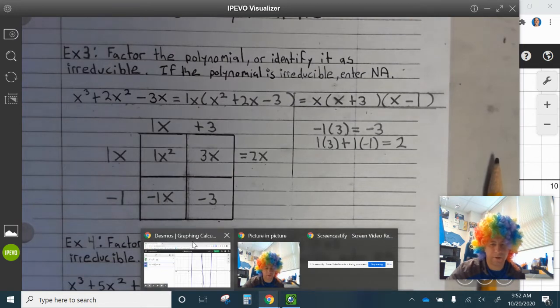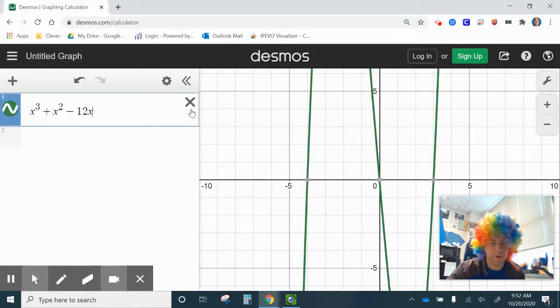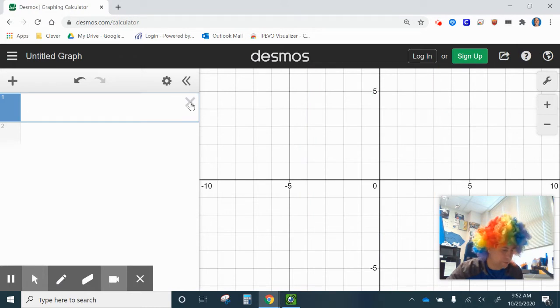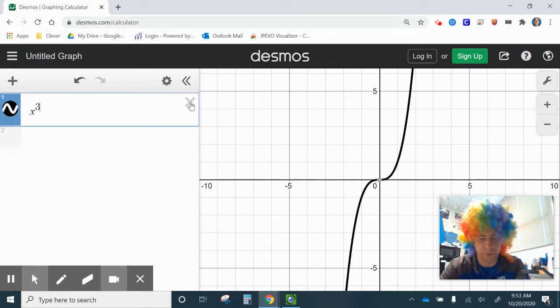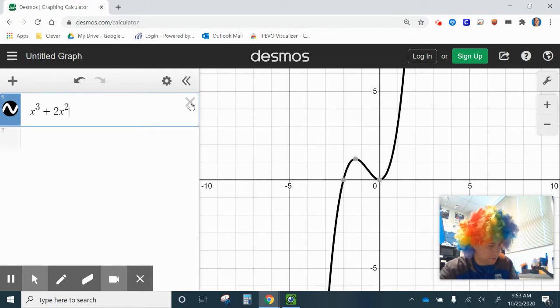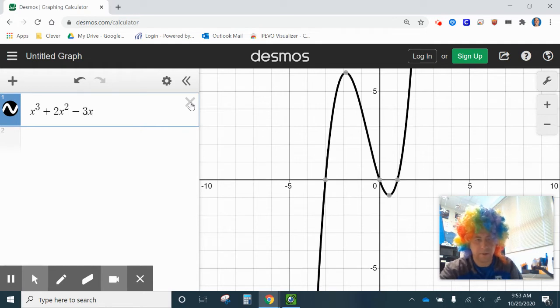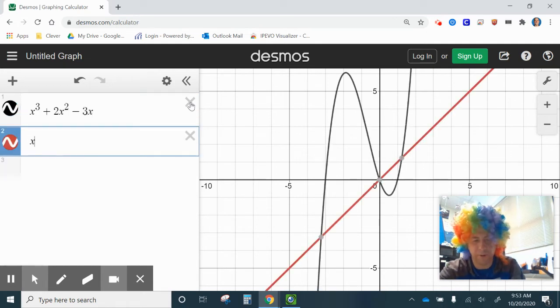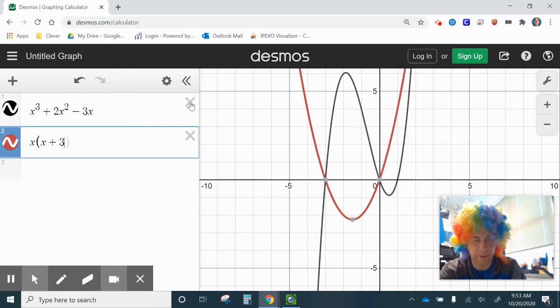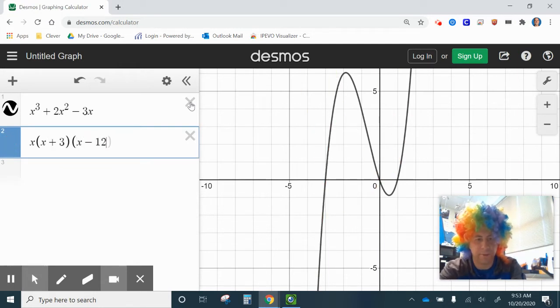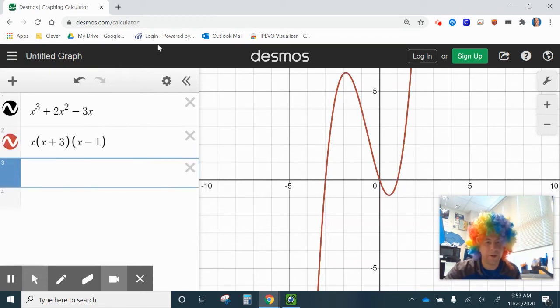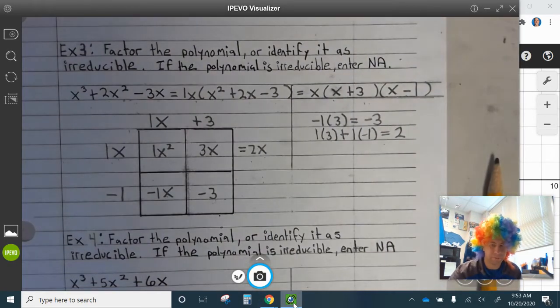Let's get to Desmos. There we go. All right. So let's graph x cubed plus 2x squared minus 3x. All right, now if we factor correctly, when we graph x times x plus 3, parentheses x minus 1, they'll overlap. You see that they do, so this is a correct factorization of this. Okay? All right, finish up example 3.